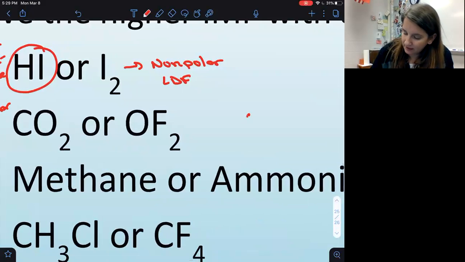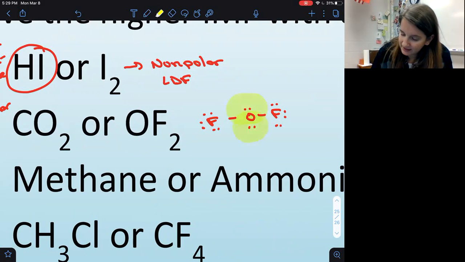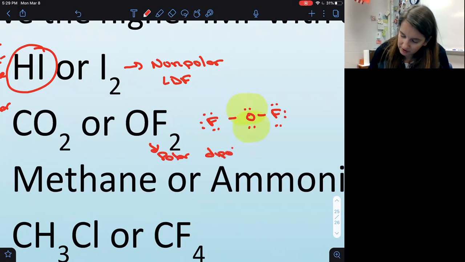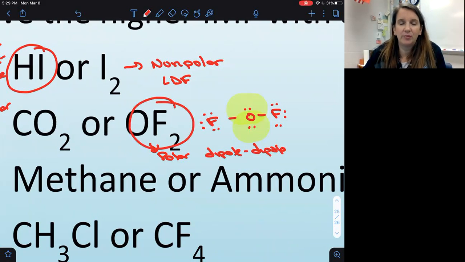OF2, I can draw this one really quick. It looks like this. And as soon as I draw it and I see these lone pairs on the oxygen, I know that this is going to be polar, which means it has dipole-dipole interactions. So I know this is going to be stronger because dipole-dipole is stronger than LDF.